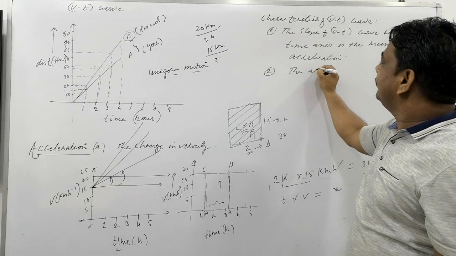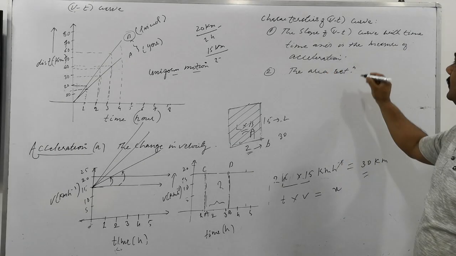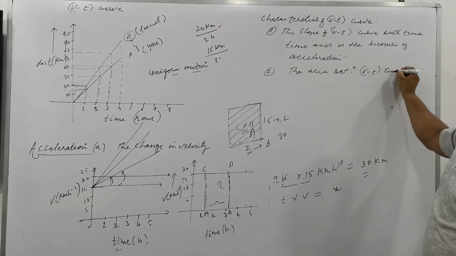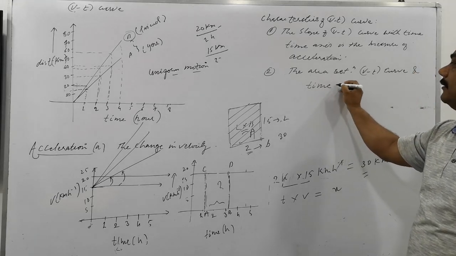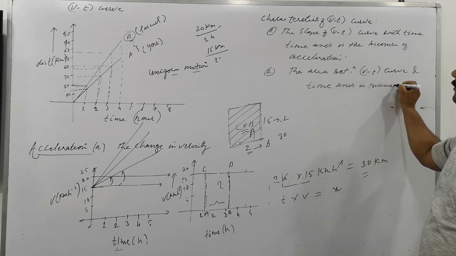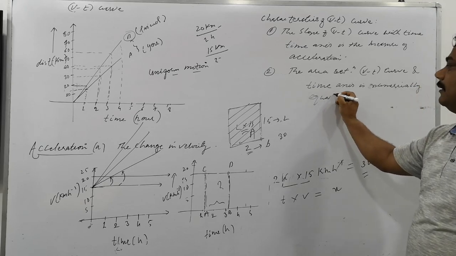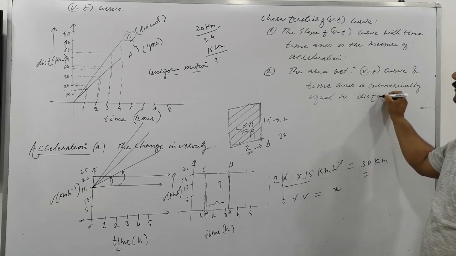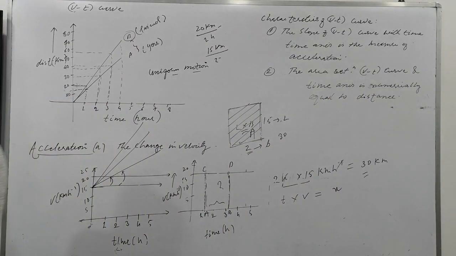The area between the VT curve and time axis is numerically equal to distance.